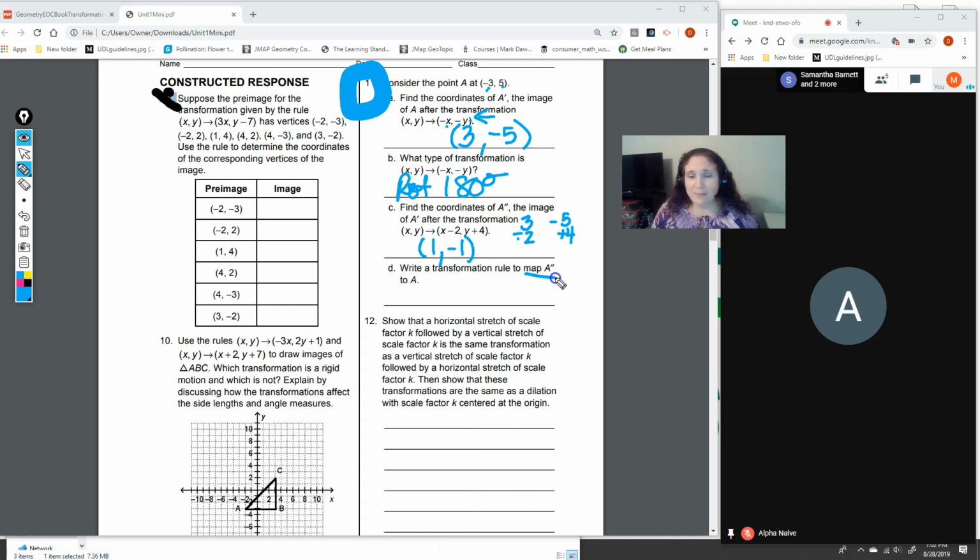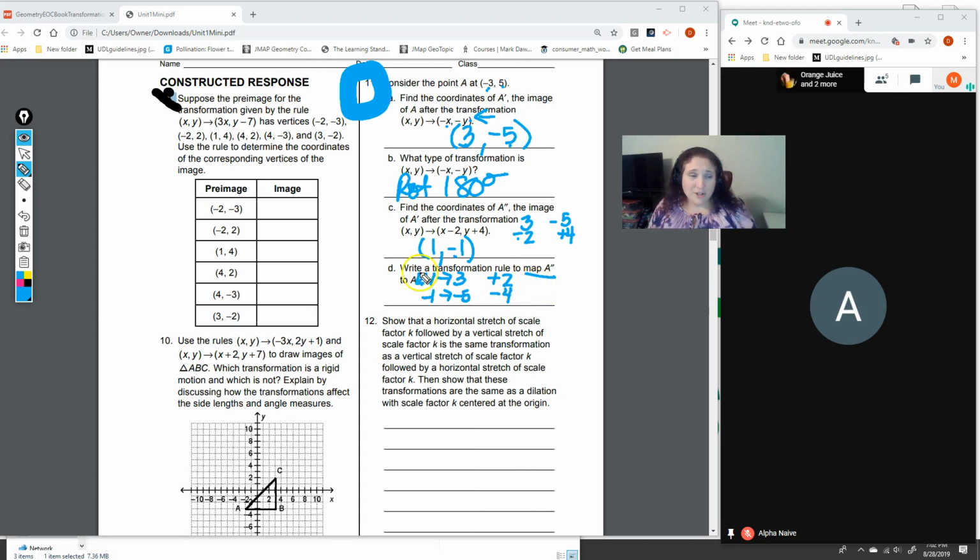Here it asks us to map A double prime to A. So if we start at 1, how do we get to 3? If we start at -1, how do we get to -5? If I'm at 1 and I'm going to 3, I know I need to add 2. If I'm at -1 and I'm going to -5, I know I have to subtract 4.